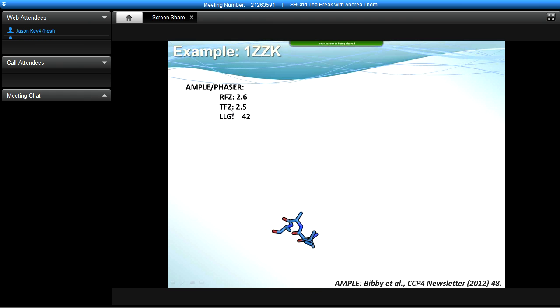The translation function Z-score, which in Phaser is a measure of how confident we are in the solution, and also the LLG, is not particularly good. From this, you wouldn't be able to tell that this is actually a solution. Actually, the placed fragment is also very small. It's only 4 residues for a roughly 100 residue protein.